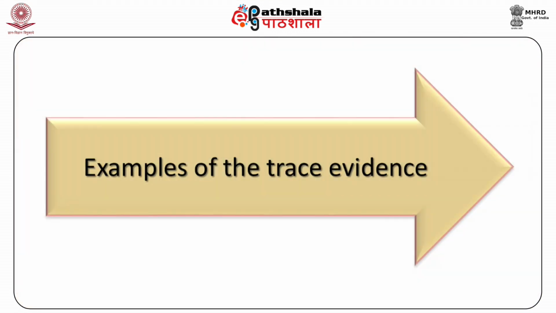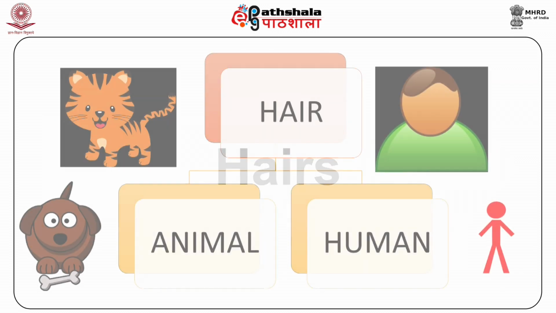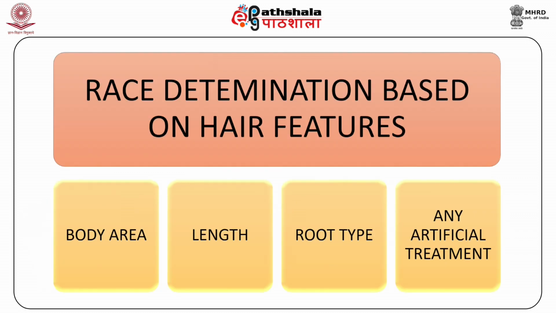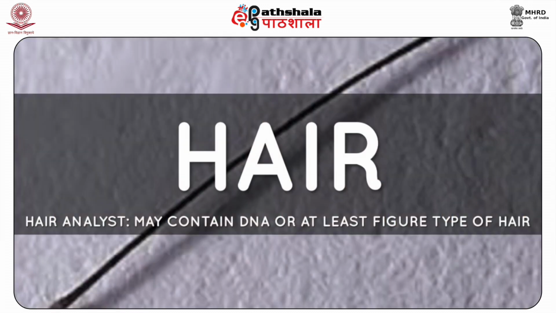Among the important examples of trace materials, we have hairs, human and animal hair. The examination of the hairs determine whether the hair is human or animal. In case it is human hair, one can determine the racial characteristics like body area, length, root type, or any artificial treatment done on the hairs. If the hair is of any animal species, then the species and breed of the animal can be determined.